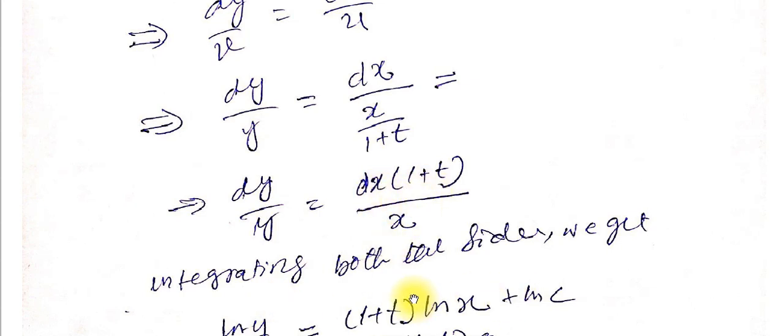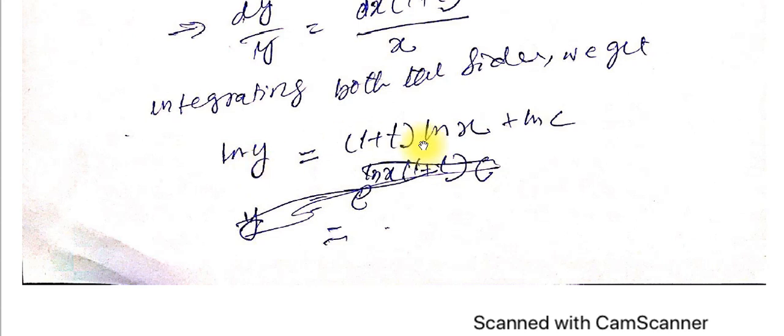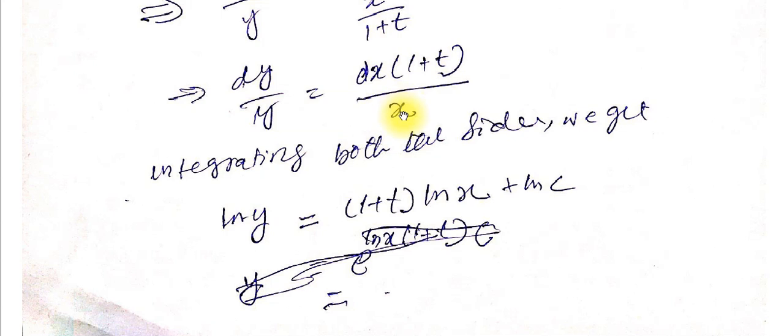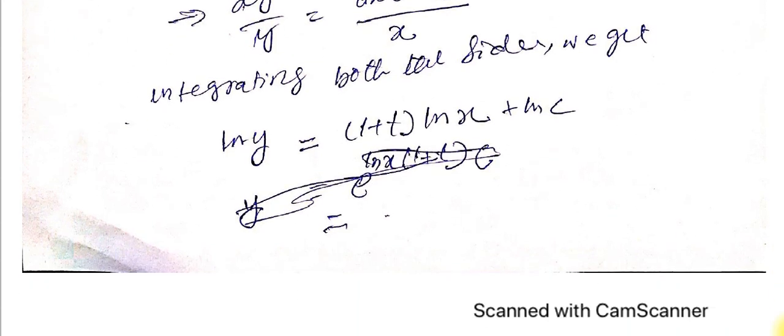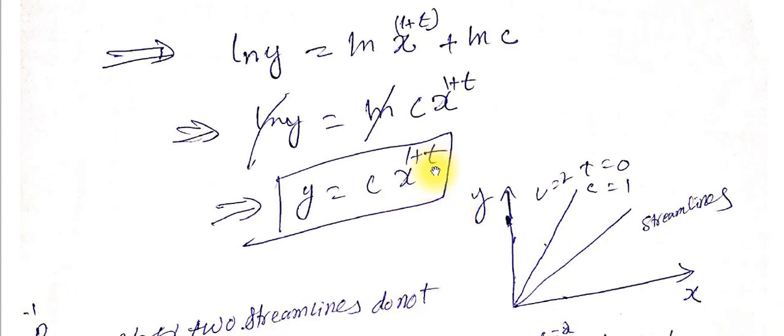Integrating both sides, we get ln of y equals, and this is dx by x, so (1 plus t) ln of x plus ln of c. So this can be written as ln of y equals ln of x using the power rule. We have logs and a plus between these two expressions, so we can apply the product rule. We can write this as ln of c x to the power 1 plus t. So ln will cancel, and we will have y is equal to c x to the power 1 plus t. This is actually the equation for this streamline.